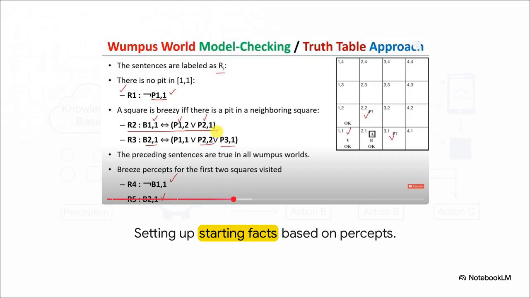Okay, so the agent takes its very first actions and records its perceptions. In square 1-1, there's no breeze. That becomes a new fact, R4, not B11. The agent then moves over to square 2-1, and suddenly, it feels a breeze. It tells its knowledge base, R5, B21 is true. Based on just these 5 sentences, the agent must now ask its inference engine, where exactly is the pit?